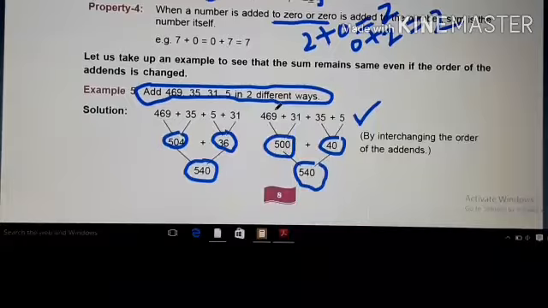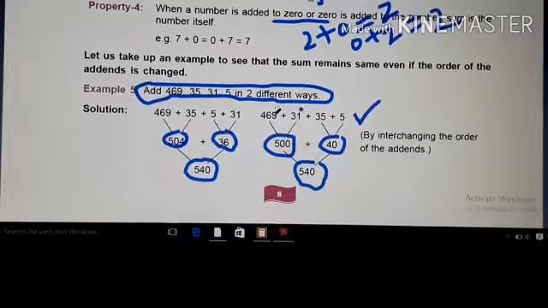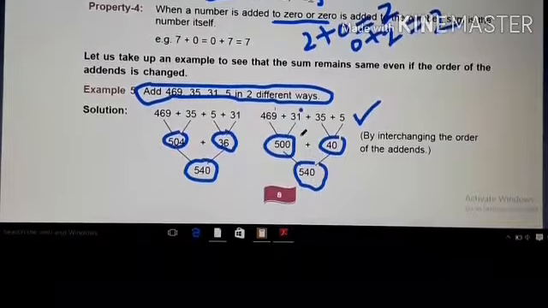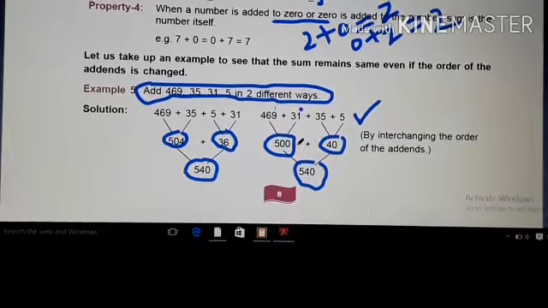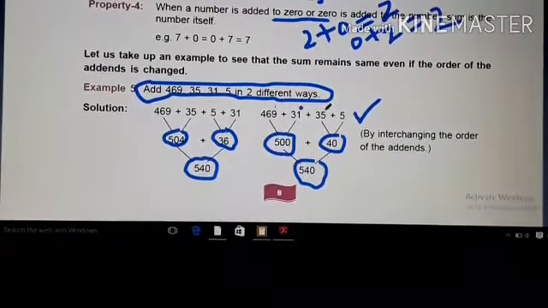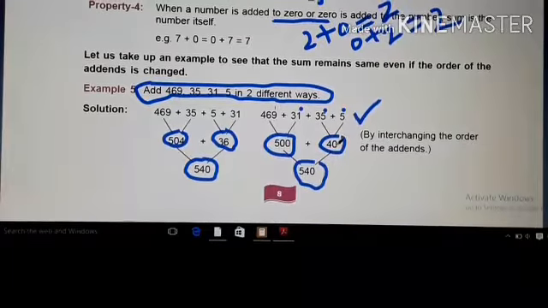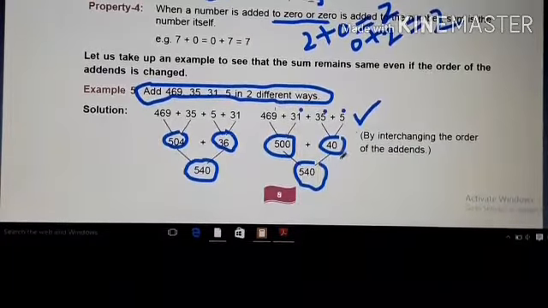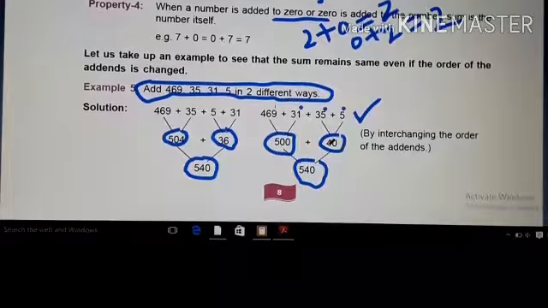But this is a very easy method to add. See the last digit. Here is 9 and here is 1. When we add 9 plus 1, we get 10. This gives you 0 in the last place, and this also gives you 0 in the last place. So this is very easy to add.